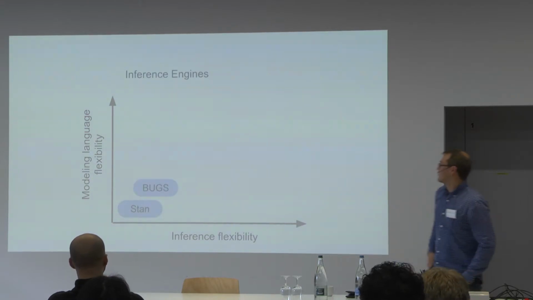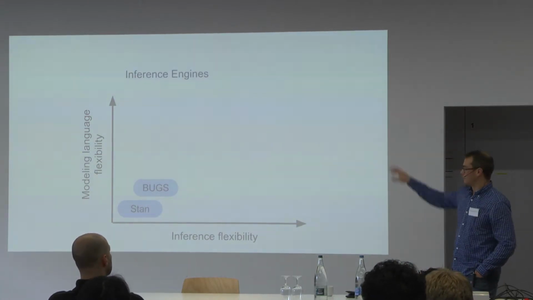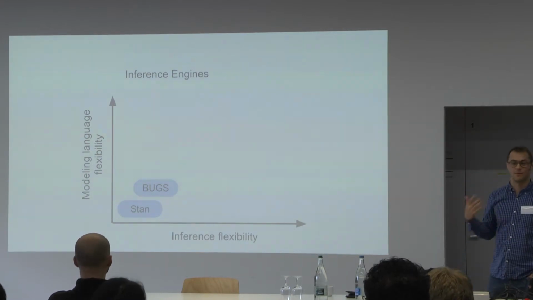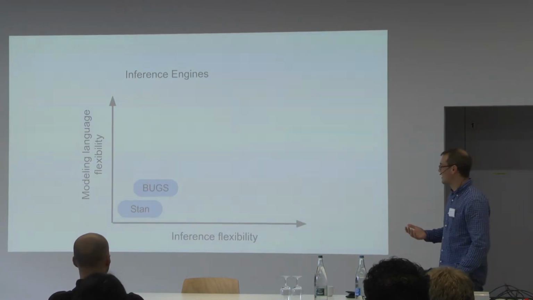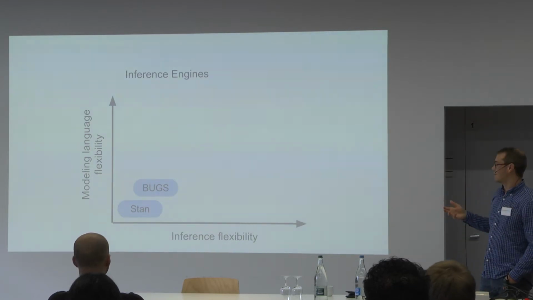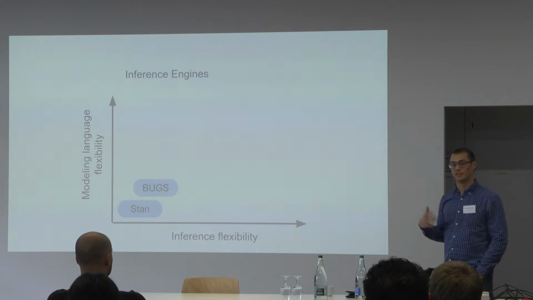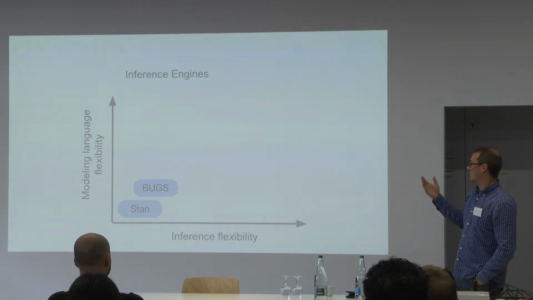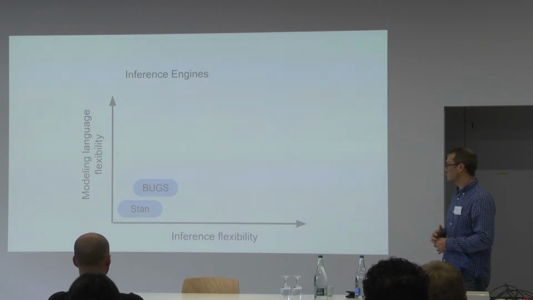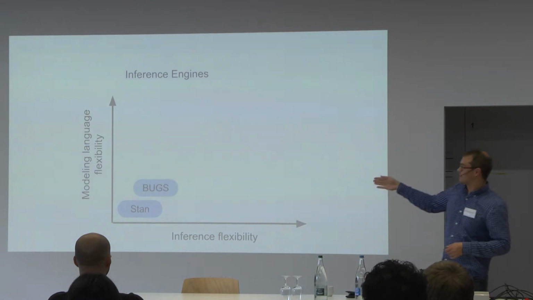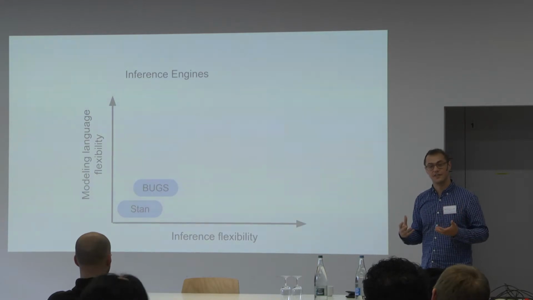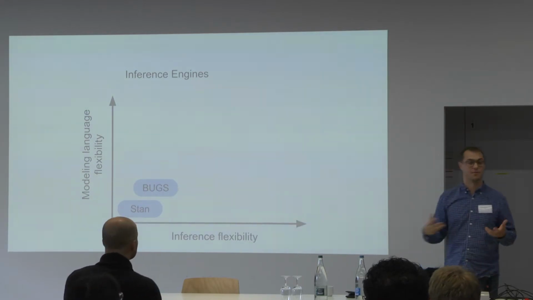Some probabilistic programming languages are in this lower left corner. These are among the most popular and widely adopted systems, BUGS and Stan, and they have more restricted modeling languages. For example, Stan requires models to be differentiable and to have continuous variables only. And BUGS requires there to be a fixed number of random variables in your model. Those systems also provide pretty restricted inference functionality based on inference engines, right? So a fixed inference algorithm or a set of algorithms that they provide.